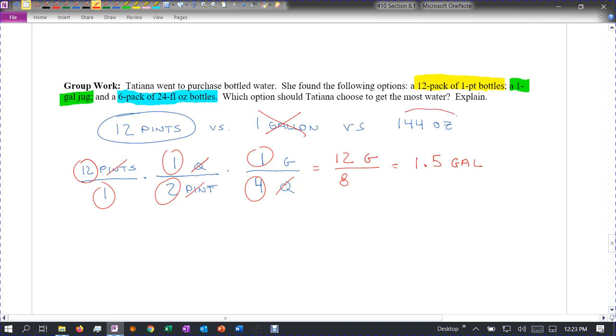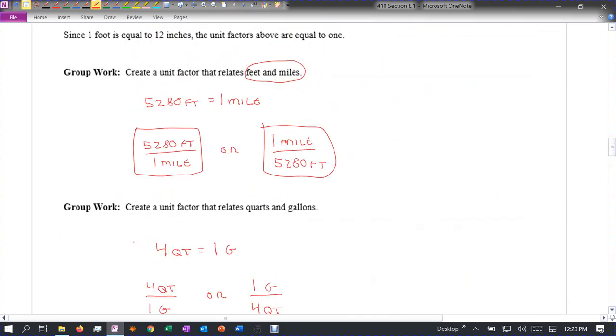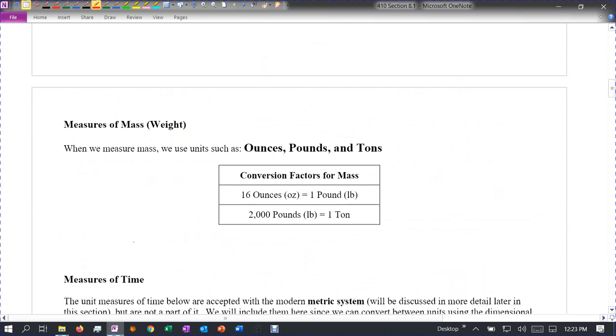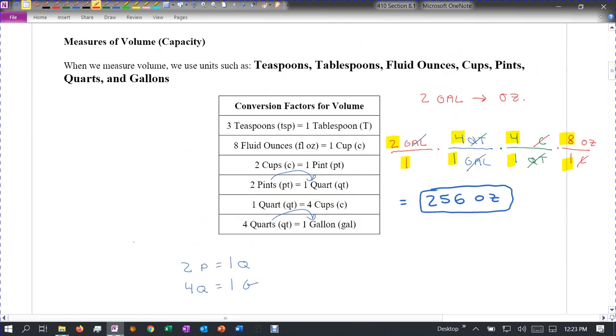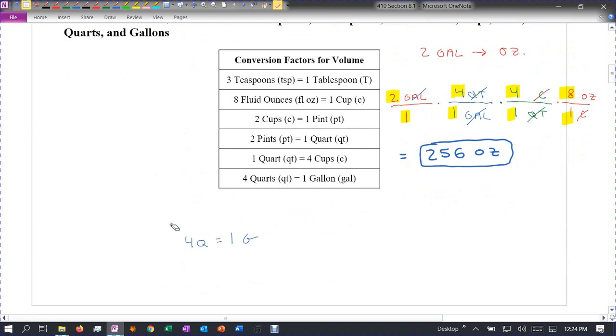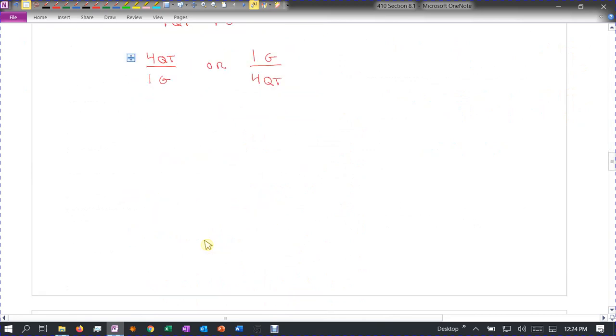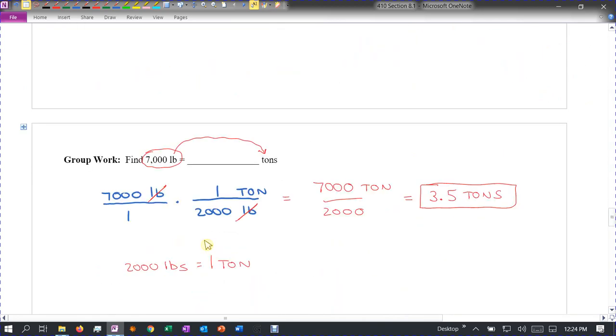Now we need to convert this to gallons. So let's try and get 144 ounces to gallons. So we go back up and see if we have any way to get from ounces to gallons. This is going to be quite a bit of work because we've got to go ounces to cups, and then cups to quarts and quarts to gallons. Let me just do this all up here instead of down here on the bottom. It'll be easier.